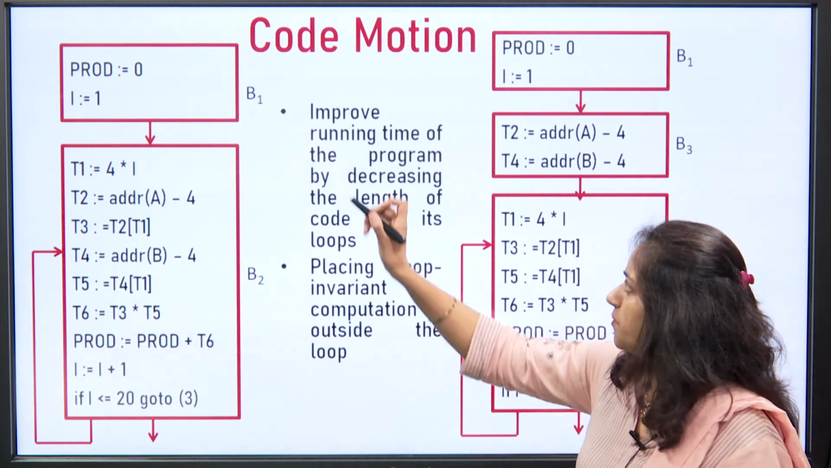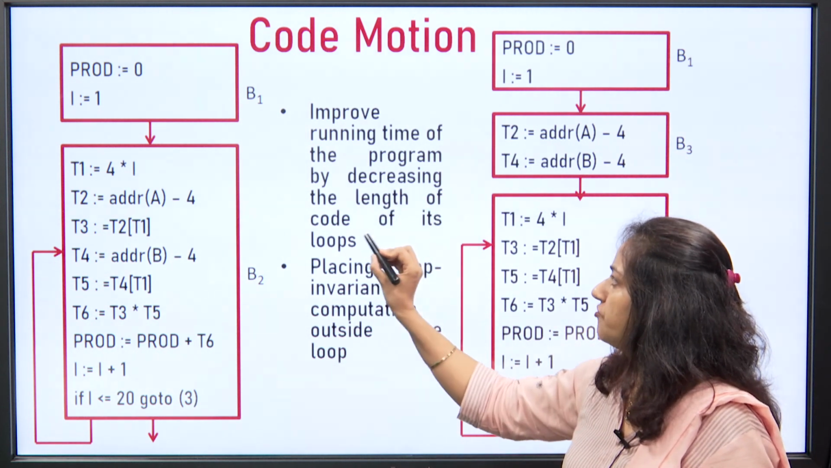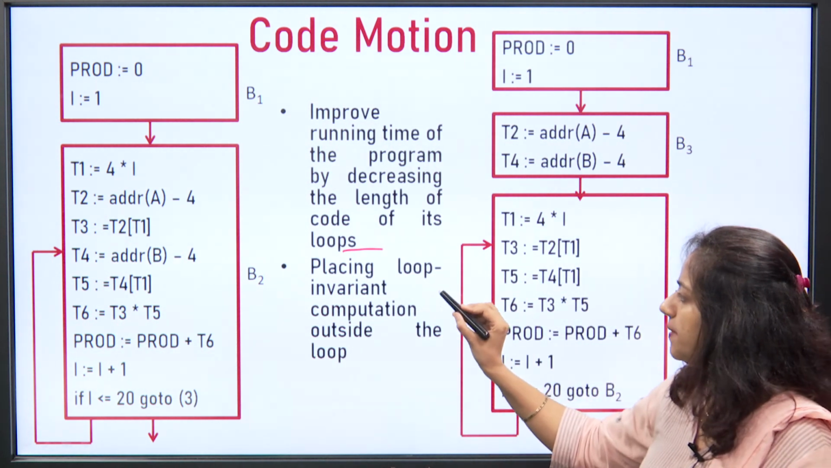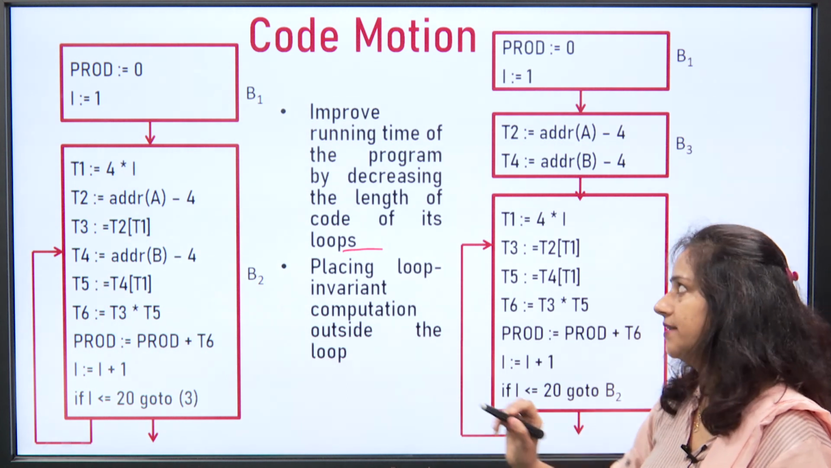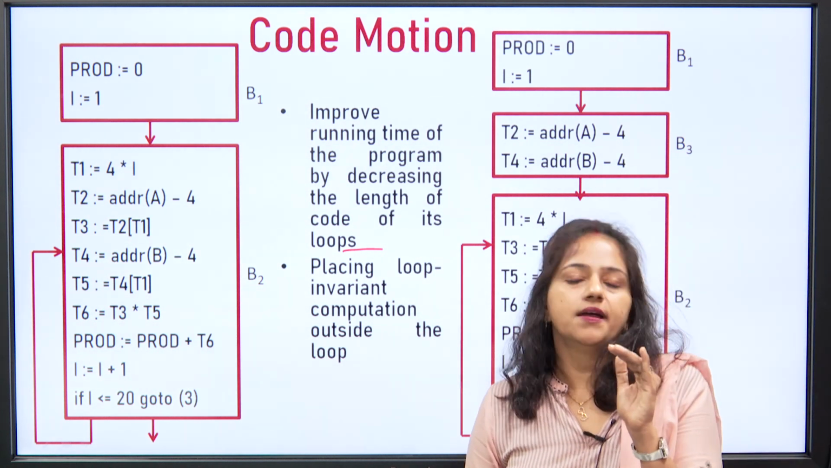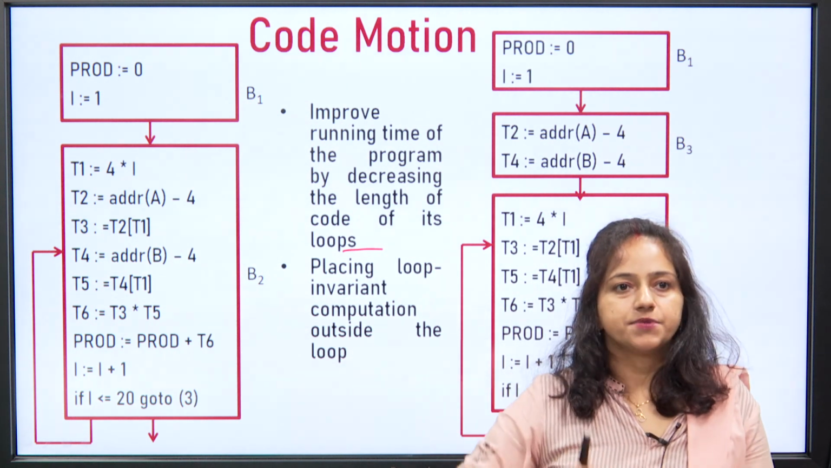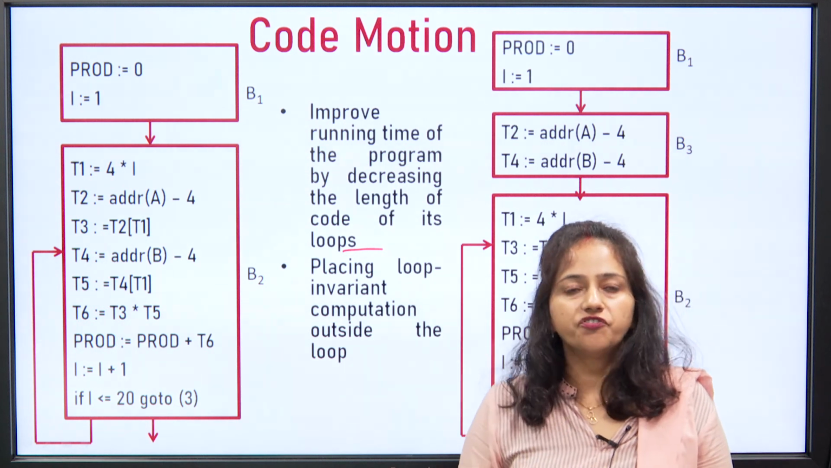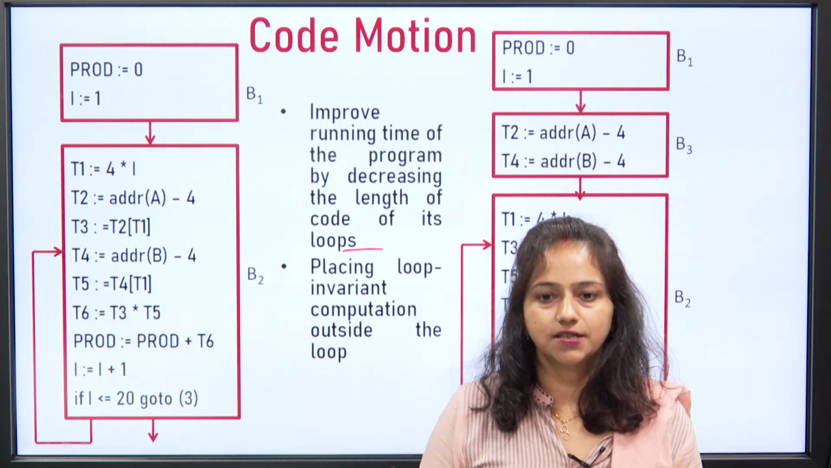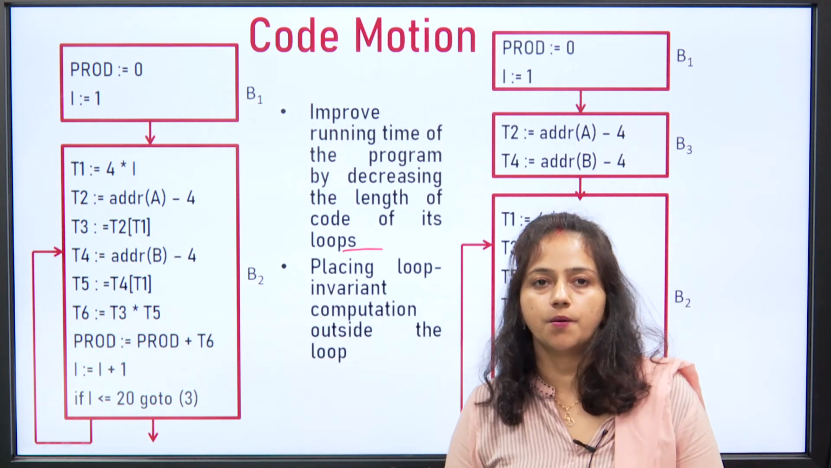The aim is to improve the running time of the program by decreasing the length of code in its loops. So, place loop invariant computation outside the loop. Code motion means inside the loop there could be certain statements that can be kept outside the loop, so we will move that code outside the loop. First, we will find the instructions that can be moved, meaning we will look at the loop invariant computations.